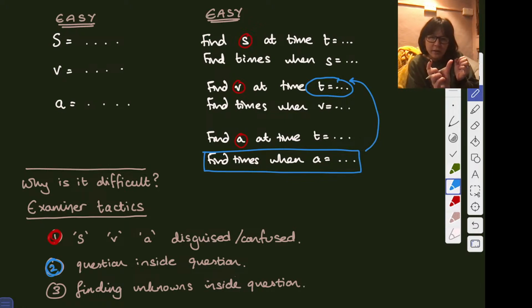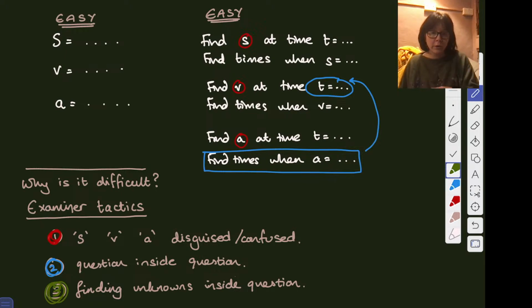So a question, one of those 6, picked up and put inside another question, so it's not explicit, but you have to solve the inner question in order to solve the main question. That's very, very common. And then the third sort of examiner trick or examiner hazard that they can put in for you is all of these unknowns.